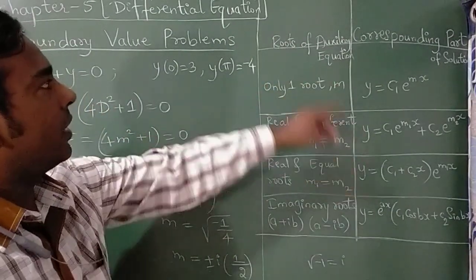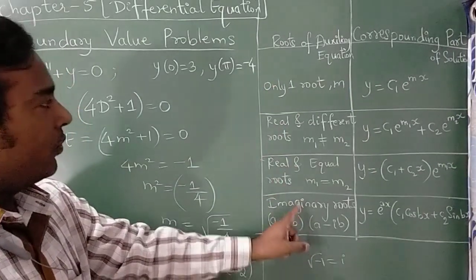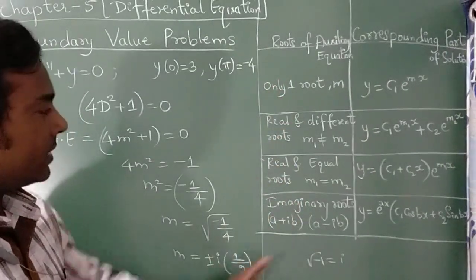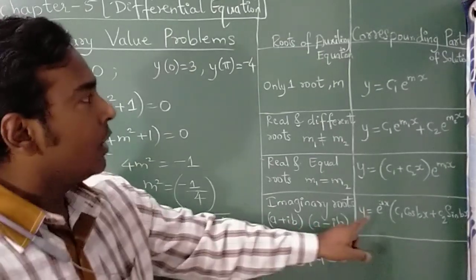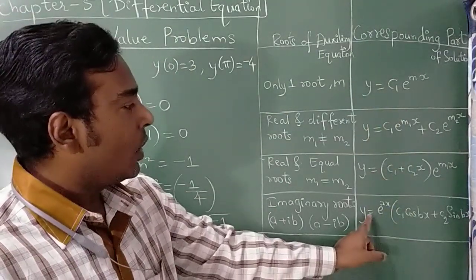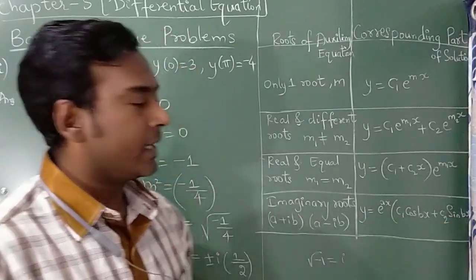So this is the table of roots of auxiliary equations. Fine. In that which it matches, so imaginary roots a plus ib, a minus ib. So you need to write solution is y is equal to e raised to ax, c1 cos bx plus c2 sin bx.